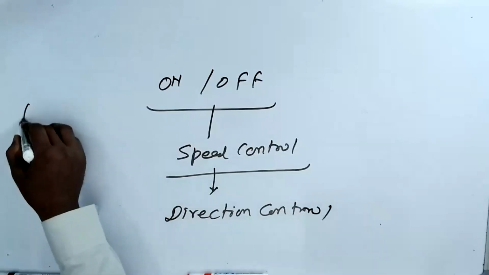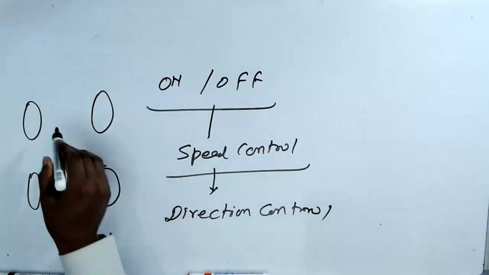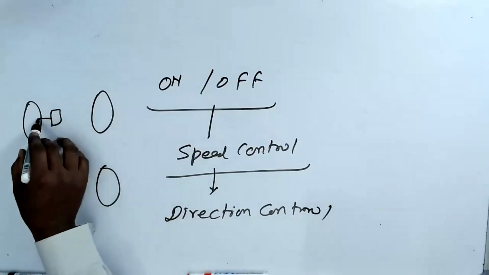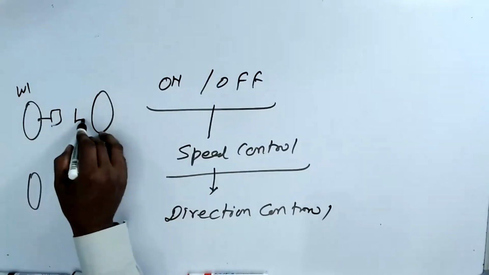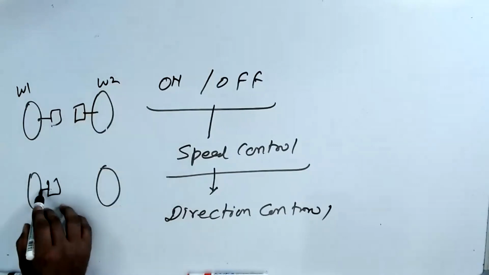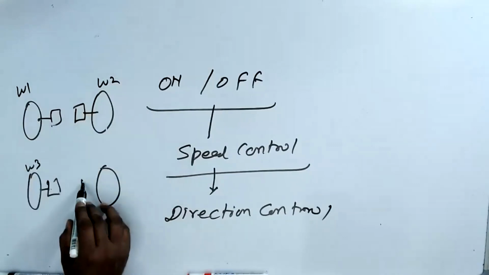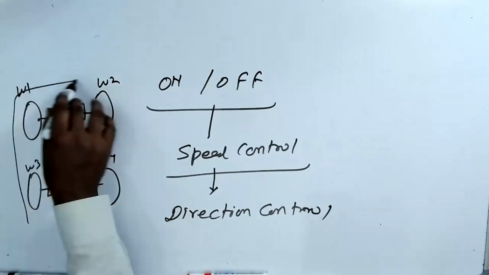Suppose I have 4 motors connected to 4 wheels. I have a motor connected to wheel 1, a motor connected to wheel 2, a motor connected to wheel 3, and a motor connected to wheel 4. And on top, you put a chassis.